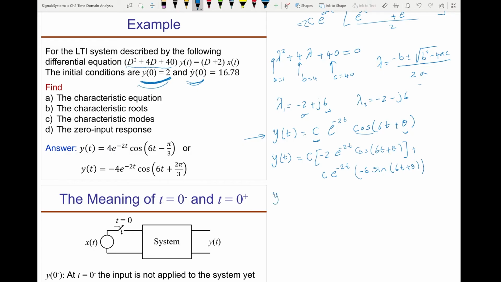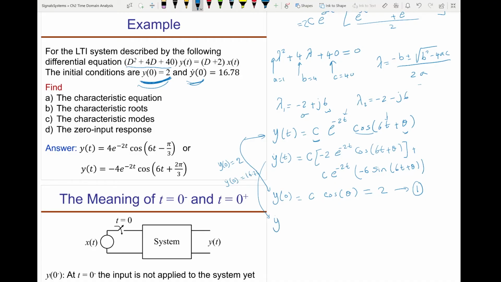So that will be y(0) equal C, plug for t equals 0 here. That will be 1, cosine, plug for t equals 0, that will be 0 plus theta, so that's cosine theta, and this equals 2. That's my equation 1. Now let's plug for t equals 0 in the derivative, and they said the derivative will be 16.78.